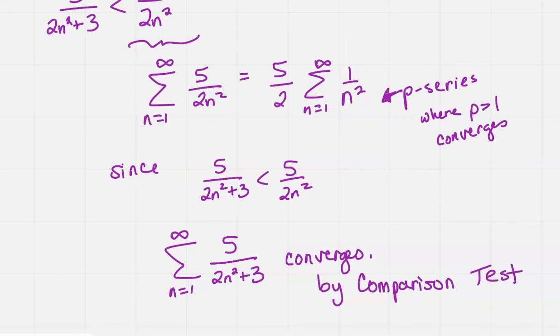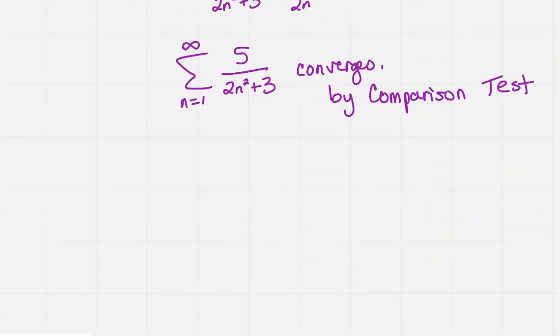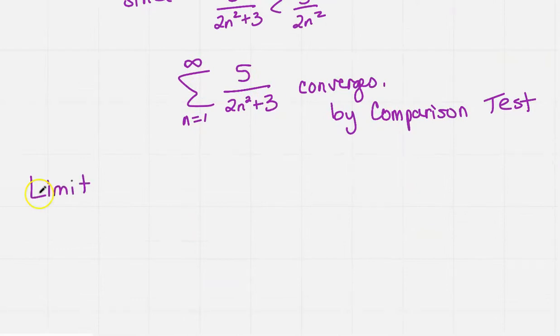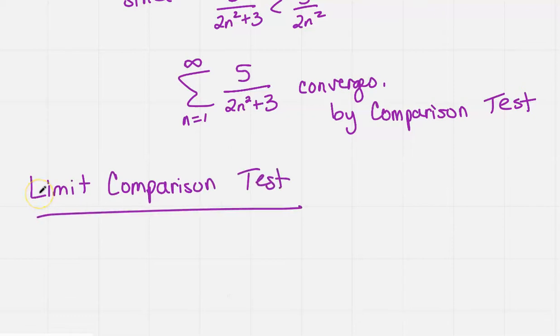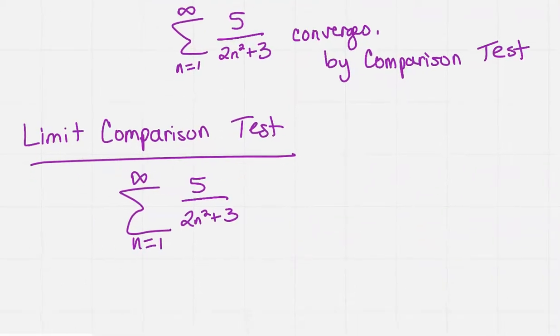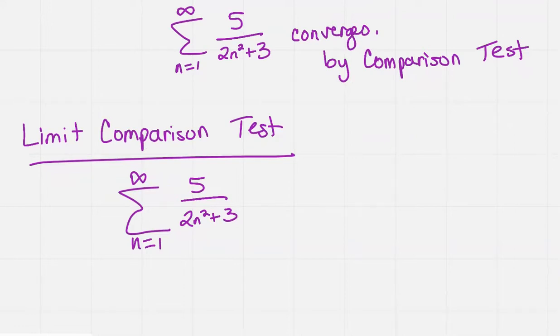Now let's go and try this by the limit comparison test. All right, so by the limit comparison test, I have this summation of n equals 1 to infinity of 5 over 2n squared plus 3. And what we can do here is we want to choose a b sub n. And so some of the things that you'll see is how do I choose that? Well, taking the lead term.